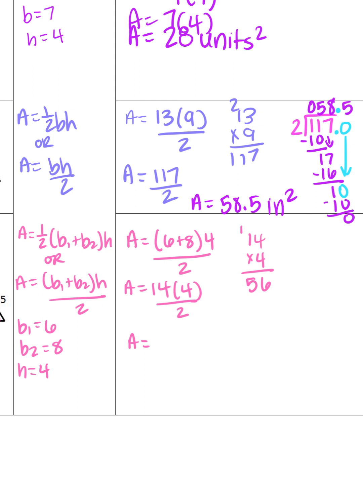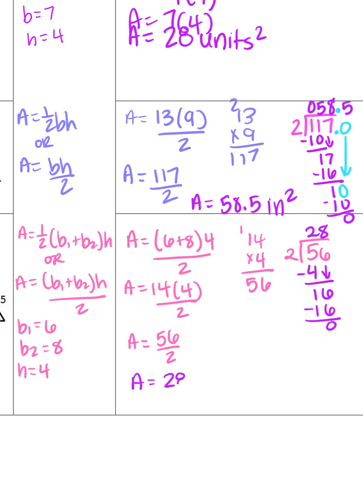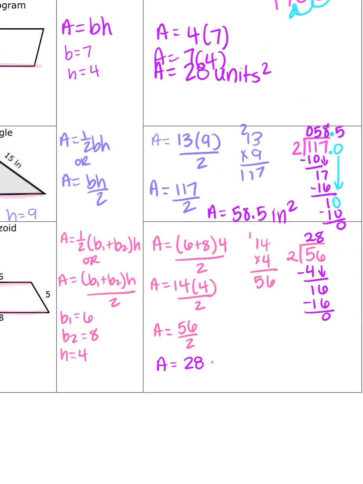Yeah. So that's 56 over 2. Now I'm going to do 56 divided by 2. So 56 divided by 2. 2 goes into 5 2 times, which is 4. Subtracting it 1. That's 16. 2 goes into 16 8 times, which is 16. So what that means is my area is equal to 28. And it does not tell me what kind of units it is, so I'm just going to put square units.